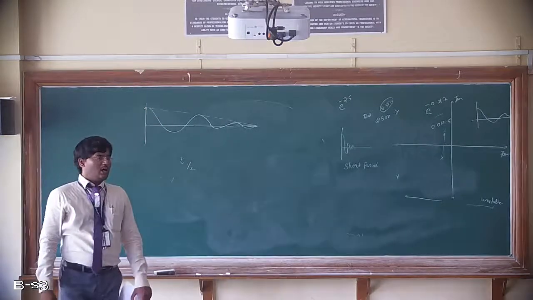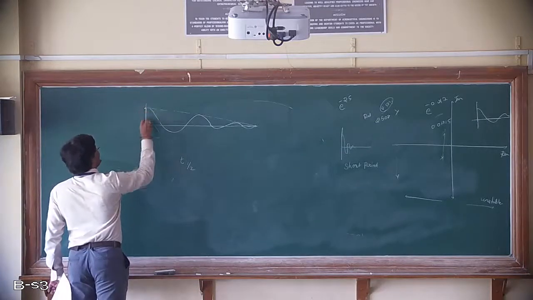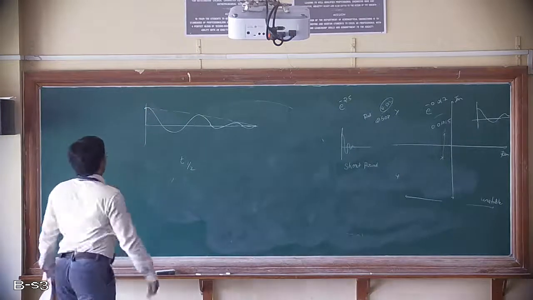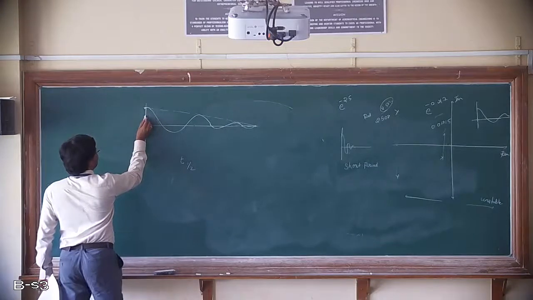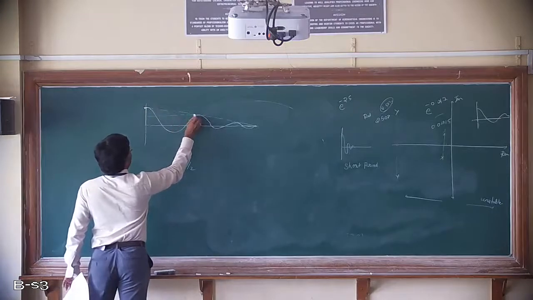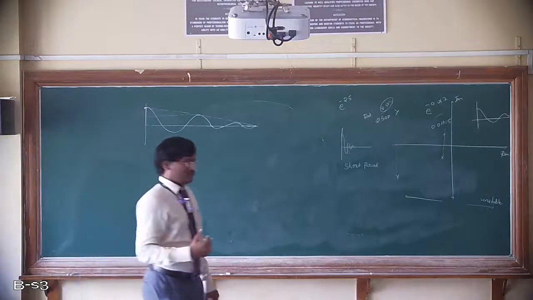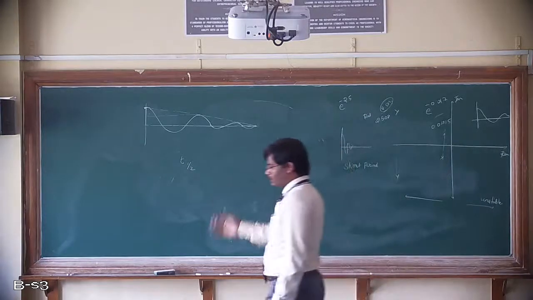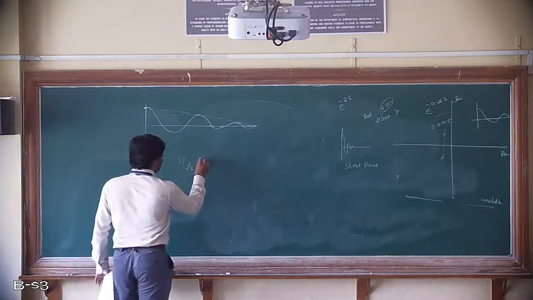How much time will it take to halve the amplitude of the signal? This is my question. How much time will it take to halve the amplitude of the disturbance? This is the disturbance, I am representing it; it may be theta, it may be the angle of attack. Half means somewhere here like this. So from here to here, how much time will it take to halve the amplitude of the disturbance? That is my question.